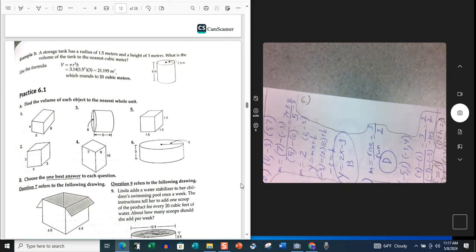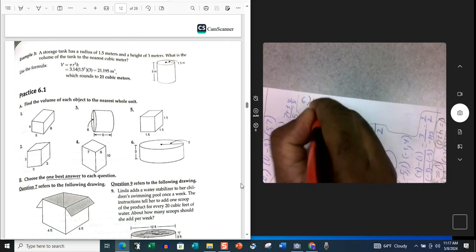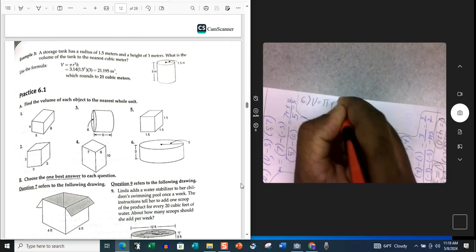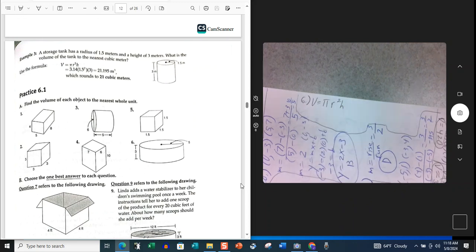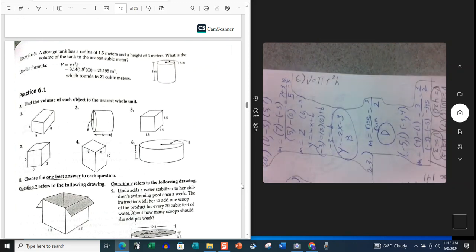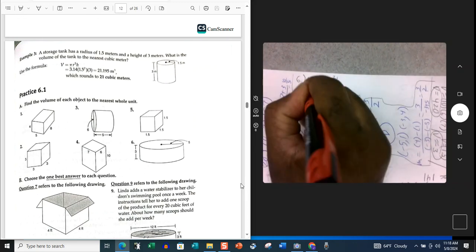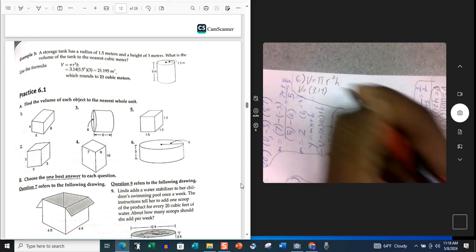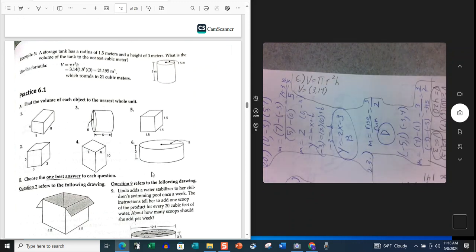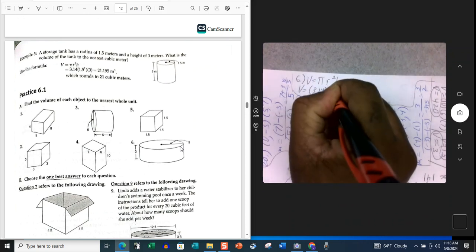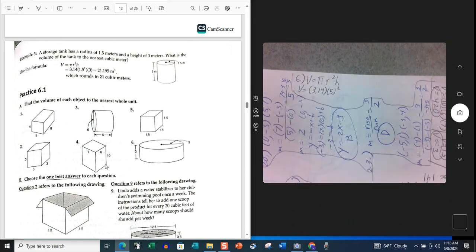So we have the formula for a cylinder. Now remember, we use the formula for the cylinder in problem number 3, which is volume is equal to pi times radius squared times the height. So now the volume is equal to pi, approximately 3.14. Then we had a radius listed here, which is 5, and that's squared, and the height is 3.